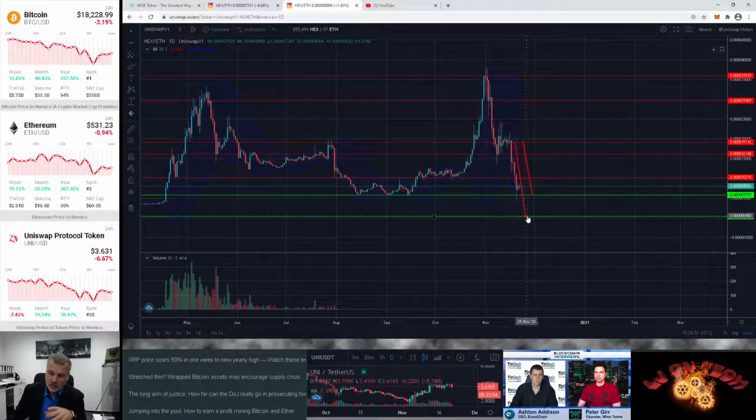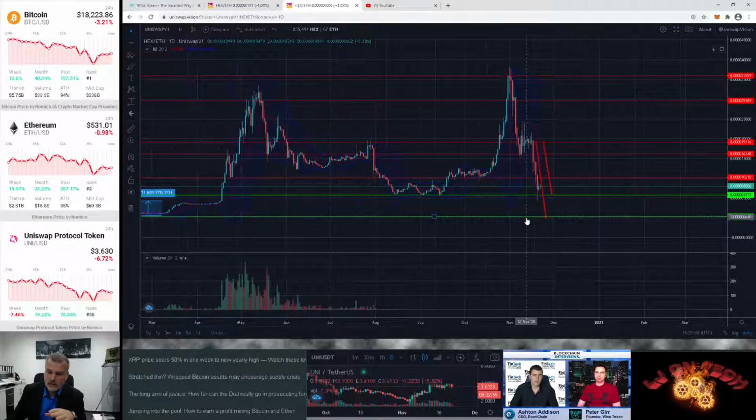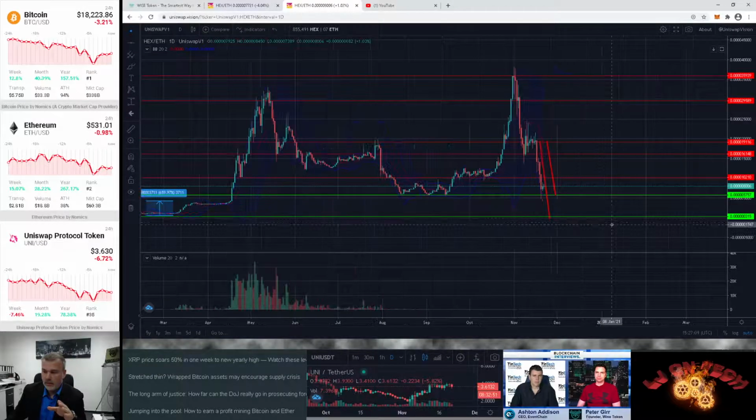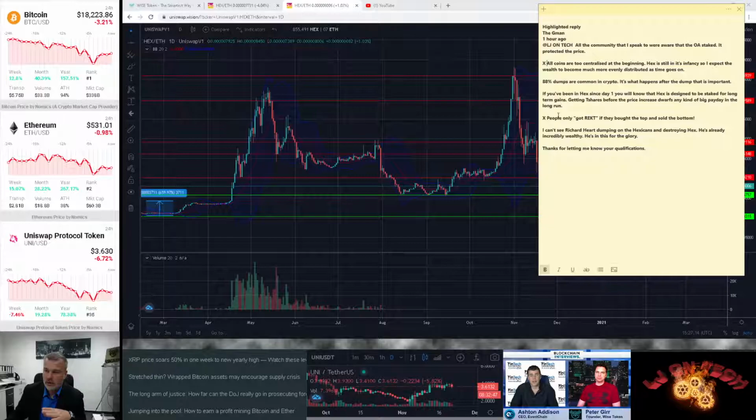If it starts going even lower, up to this level, I think they already decided that they will choose the maximum pain, and even the hardcore HEX holders will actually get rid of the coin. But you know what, one of the points which G-Man brought up, it's right here, is that I can see Richard Hart dumping on the Hexicans and destroying HEX, and that's true and correct.